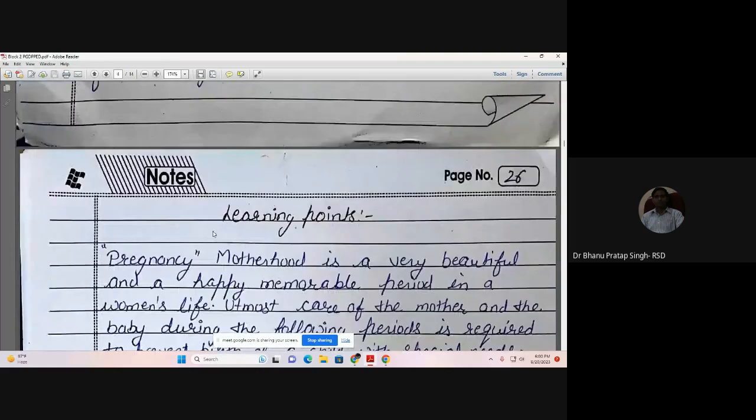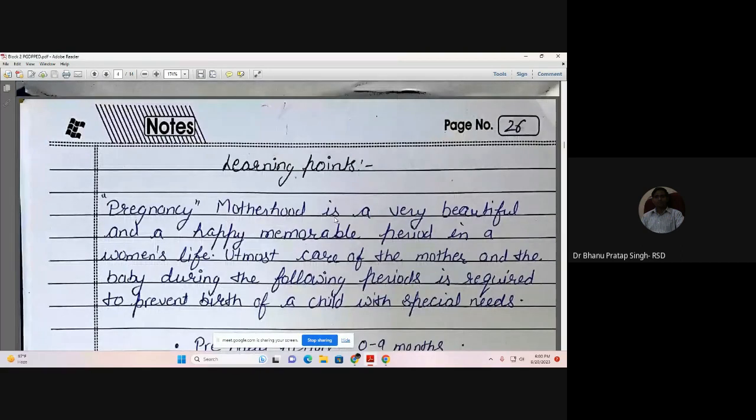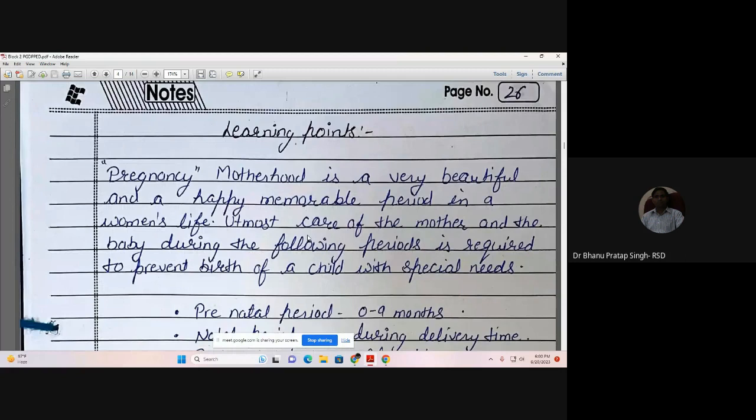So, the learning point: she has identified some important things. She has written that pregnancy and motherhood is a very beautiful, happy and memorable period for the woman, with utmost care of the child.